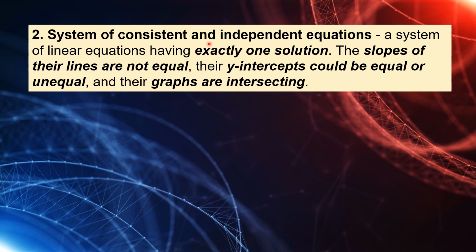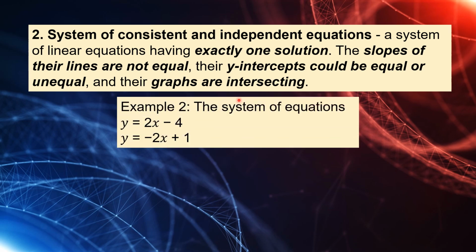A system of consistent and independent equations is a system of linear equations having exactly one solution. The slopes of their lines are not equal. Their y-intercepts could be equal or unequal, and their graphs are intersecting. So let's have an example. The system of equations y equals 2x minus 4 and y equals negative 2x plus 1.